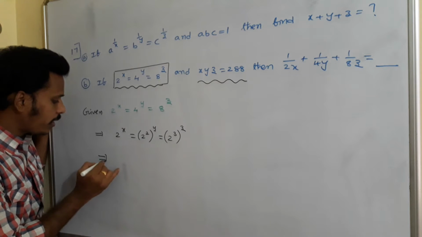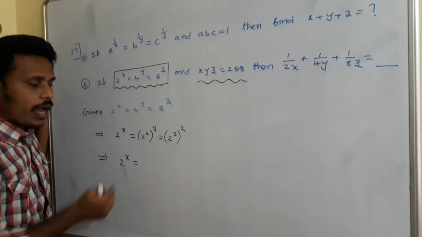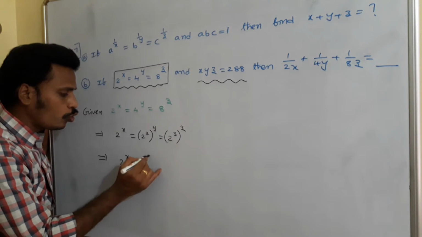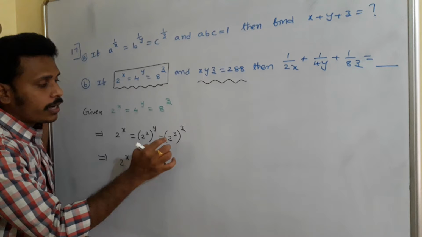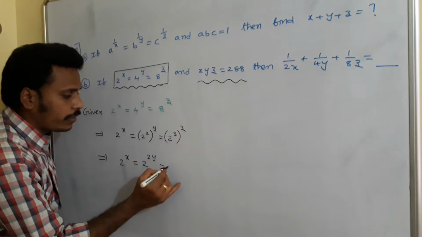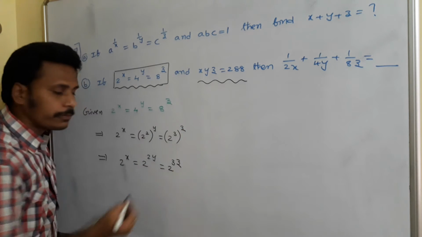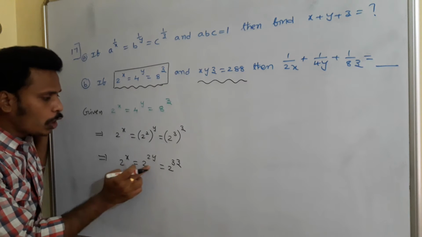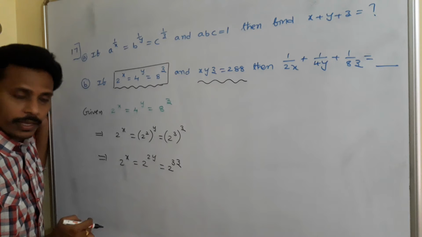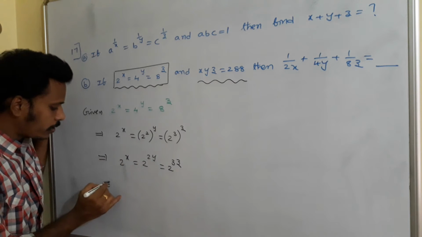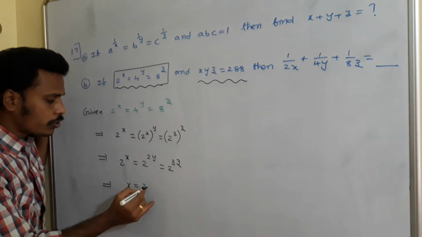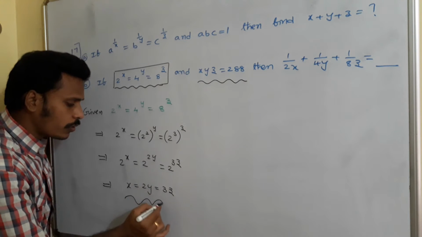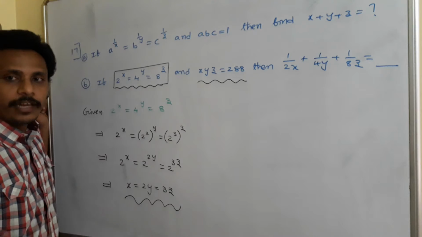And now this implies this is 2 power x, and we know (a power m) to the power n is a power mn, so 2 to the power 2y, and similarly this can be written as 2 to the power 3z. Just observe, very simple thing, everywhere 2 is a common base, so you just equalize the powers. So x is equal to 2y is equal to 3z.